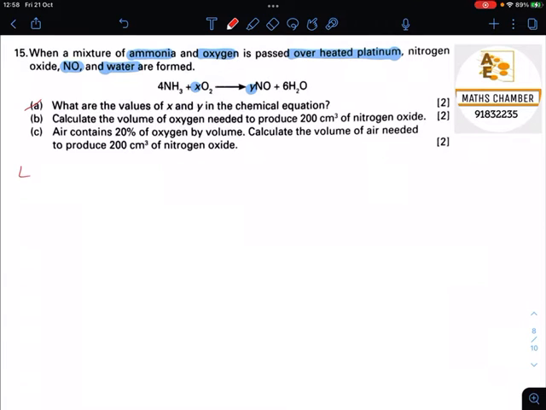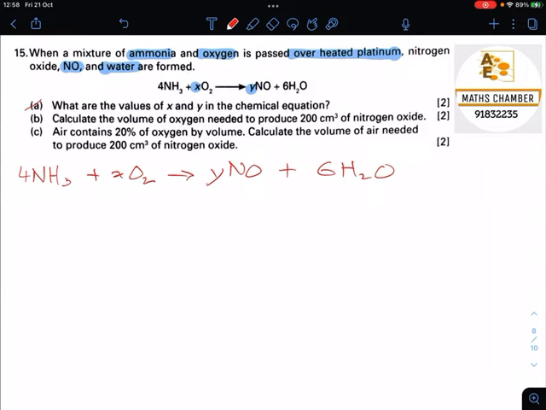We have 4NH3, sorry, it's ammonia. Ammonium would be NH4, but ammonia is NH3. Plus xO2, that will give you yNO, nitrogen oxide, and 6 moles of water, H2O. We are required to find x and y, and this is just balancing of an equation, that's all it is.